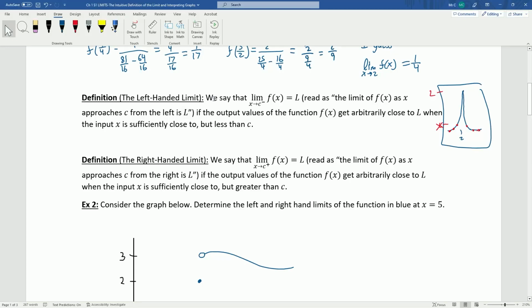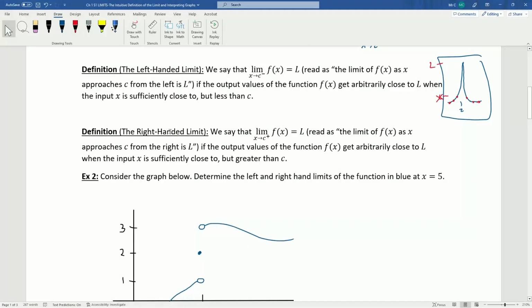Definition, the left-handed limit. We say that the limit as x approaches c from the left of f of x equals L if the output values of the function f of x get arbitrarily close to L when the input x is sufficiently close to, but less than c. So we'll look at a picture here in a moment, some examples to make sure that that's clear. And the right-handed limit says, we say that the limit as x approaches c from the right of f of x equals L if the output values of the function get arbitrarily close to L when the input x is sufficiently close to but greater than c.